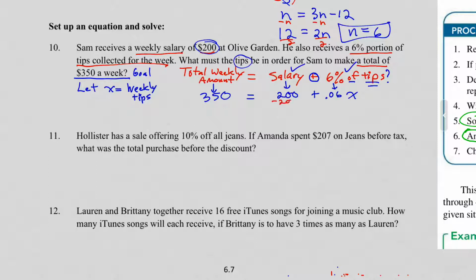So we're going to subtract 200 from both sides. That gives us 150. Divide both sides by 0.06. And we get X equals whatever this amount is. So we put that in our calculator and we get the number 2,500.